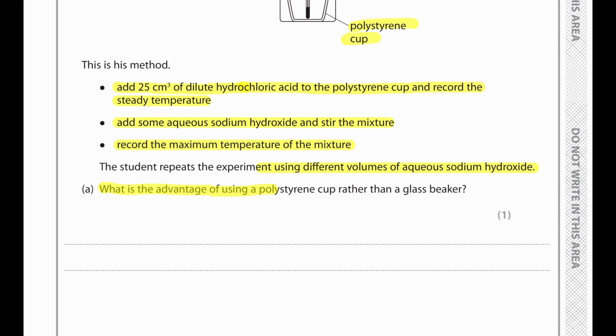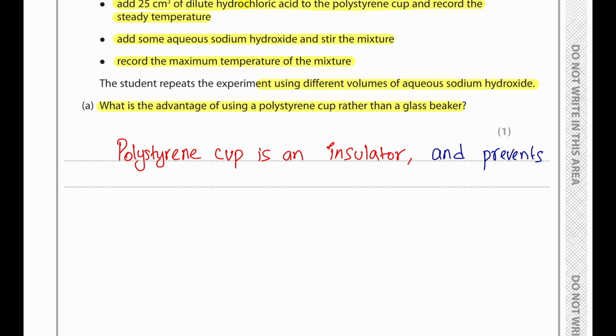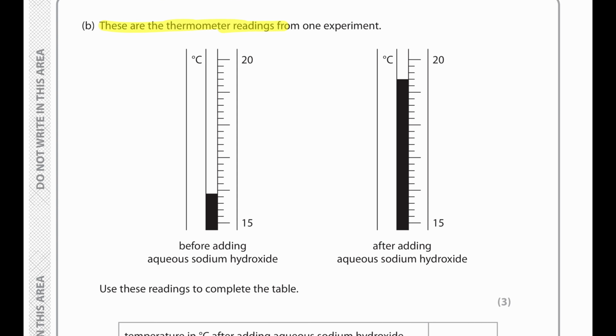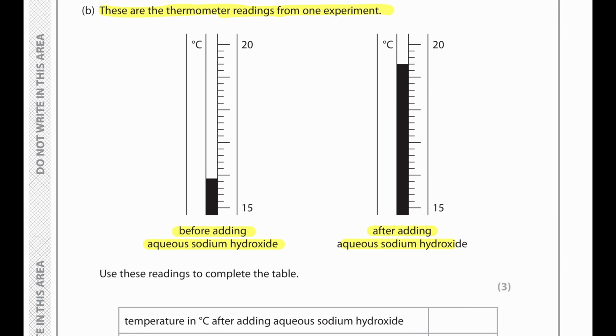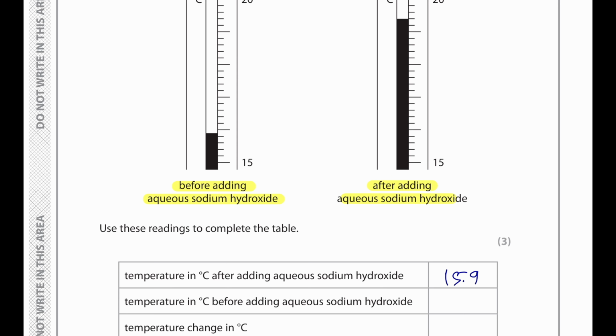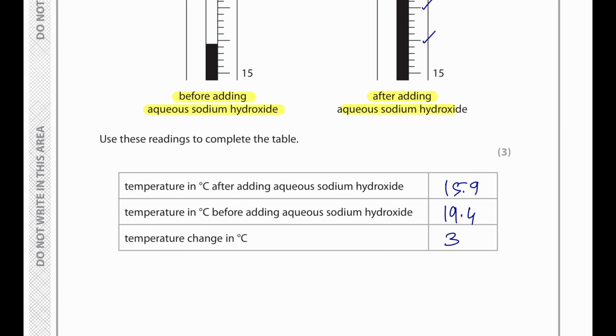What is the advantage of using a polystyrene cup rather than a glass beaker? So a polystyrene cup is a very good insulator. Thereby, it can reduce the heat loss to the surroundings. These are the thermometer readings for one experiment, before adding aqueous sodium hydroxide and after adding it. The temperature before adding is 15.9, and the temperature after adding the sodium hydroxide, we can see 16, 17, 18, 19, 19.4. So the change in temperature is 3.5 degrees Celsius.